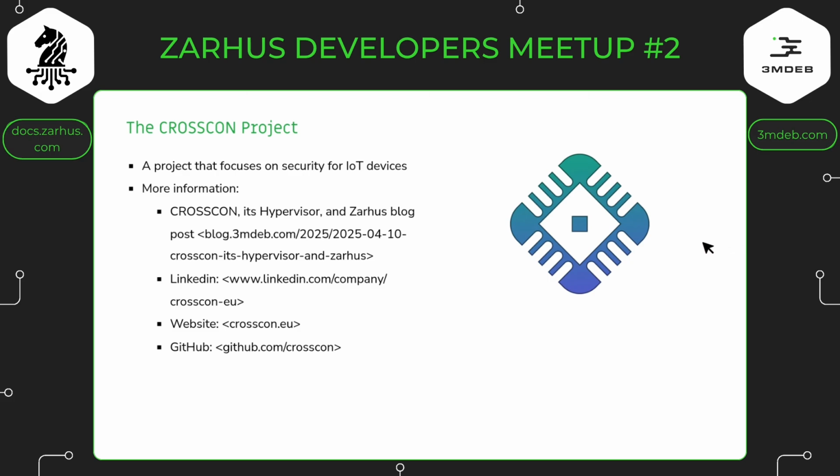We have already had one presentation and blog post covering launching the CROSSCON hypervisor on RPI platforms. If you are interested in security, virtualization, and the Linux kernel, make sure to check our blog post. You can find the CROSSCON project on its website, under its GitHub organization, and on its LinkedIn page.